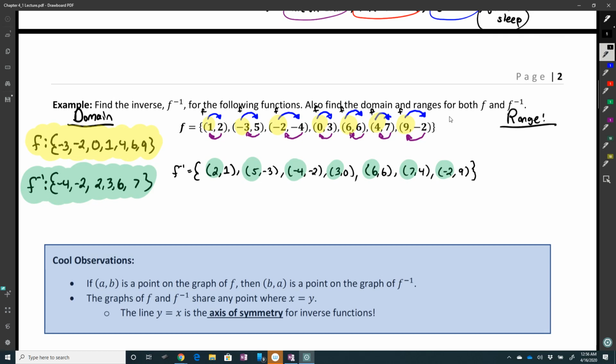So the range of my original, well, when they say range, they just mean the y values. And notice that since I flipped them, the y values from the original are the x values of the inverse. So the range is going to be the same that I put over here. Negative 4, negative 2, 2, 3, 6, 7.